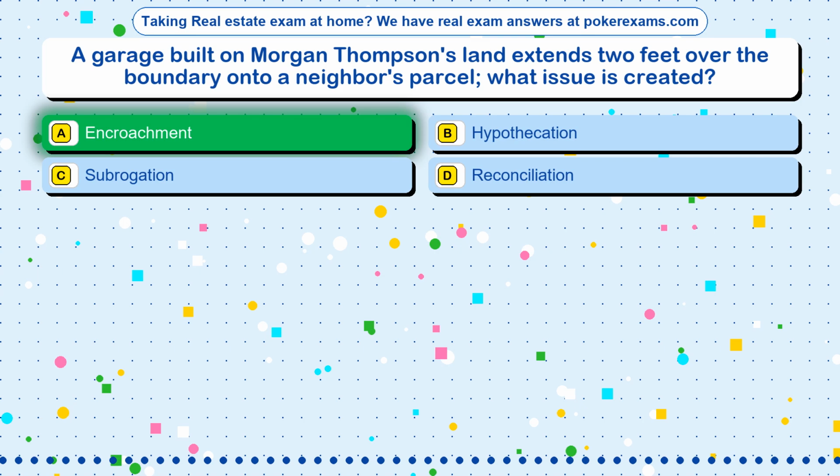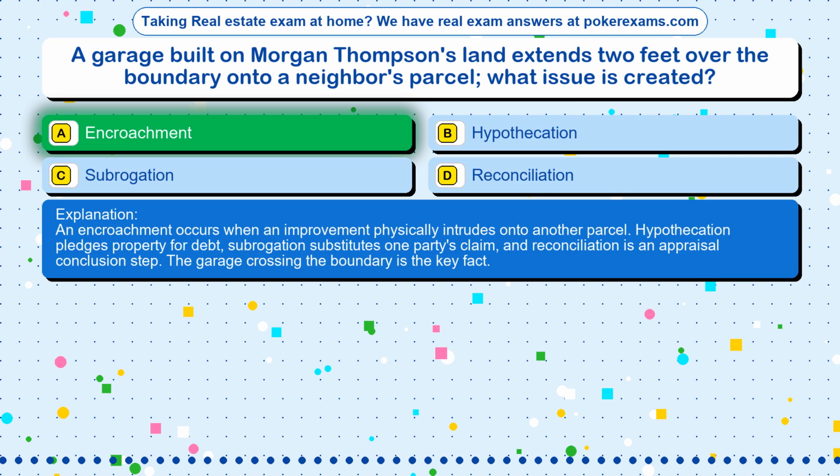The correct answer is option A. Encroachment. An encroachment occurs when an improvement physically intrudes onto another parcel. Hypothecation pledges property for debt, subrogation substitutes one party's claim, and reconciliation is an appraisal conclusion step. The garage crossing the boundary is the key fact.